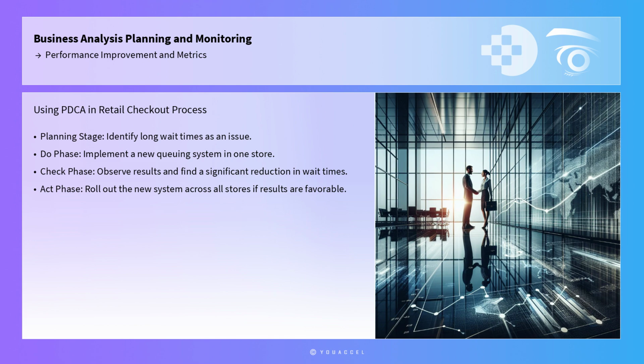For example, a BA working in a retail company might use the PDCA cycle to enhance the checkout process. In the planning stage, they might identify long wait times as an issue. During the do phase, they could implement a new queuing system in one store. After observing the results in the check phase, they might find a significant reduction in wait times. The act phase would then involve rolling out this new system across all stores if the results are favorable.